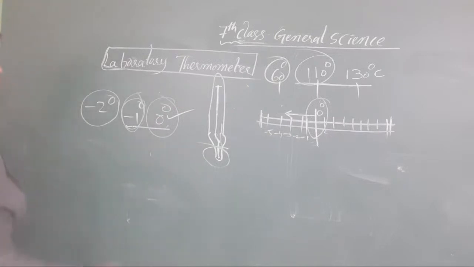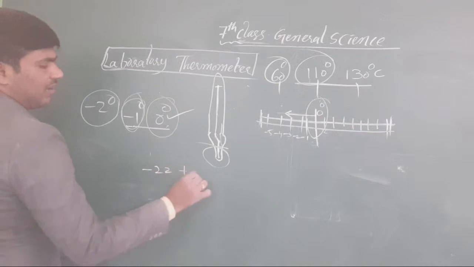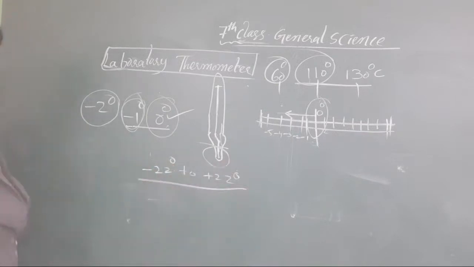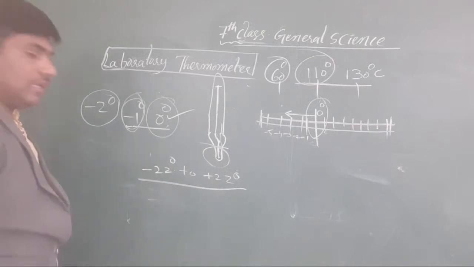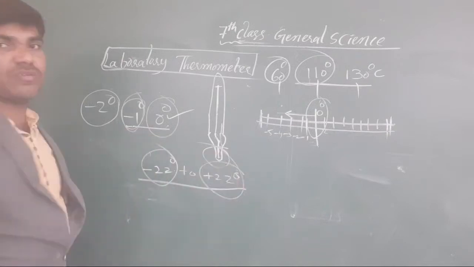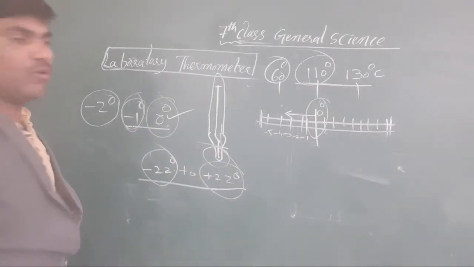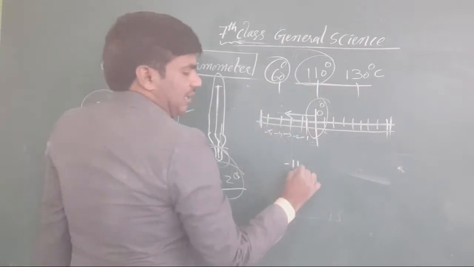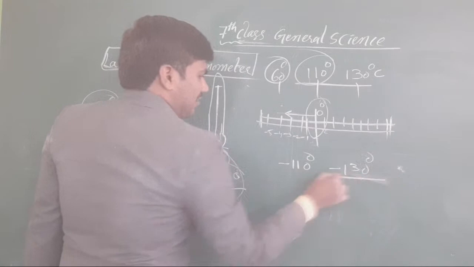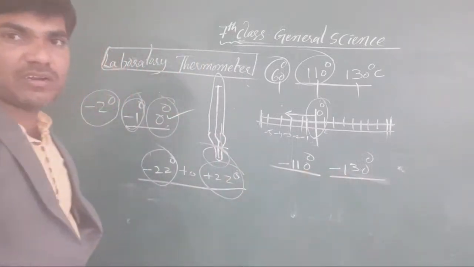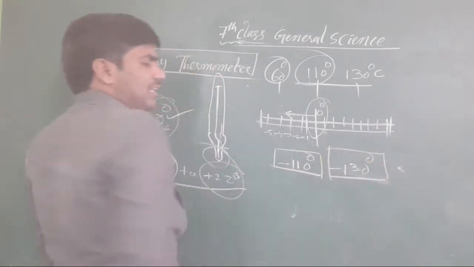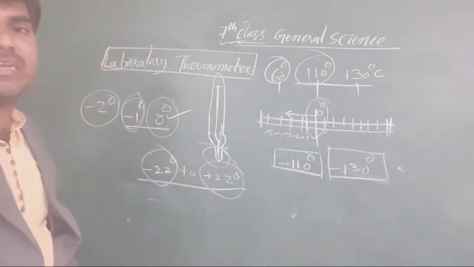Yes. Now, there is minus 22 and plus 22. Which is the hot one, which is the cold one? Yes, minus 22 is the colder temperature, plus 22 is the hot temperature. Okay, clear or not all of you? It is the same thing: minus 110 degrees is there, minus 130 degrees is there. Which one is the colder here? Tell me.